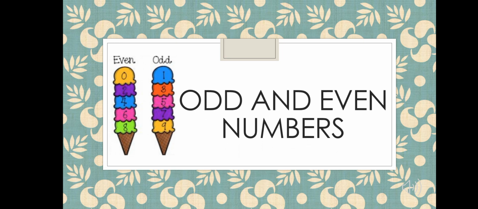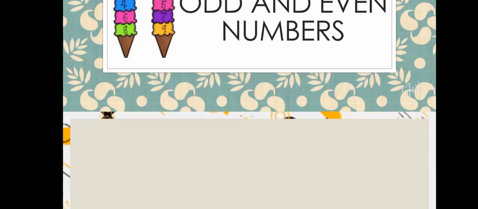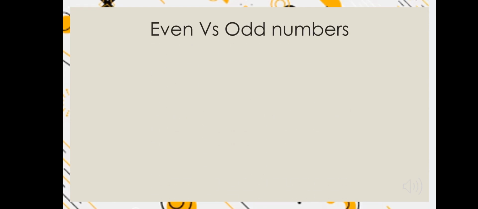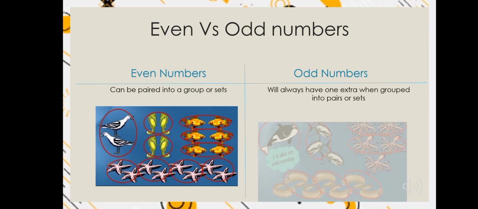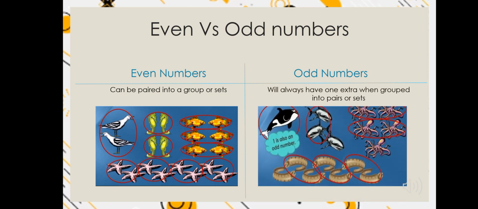The topic which we are going to learn today is odd and even numbers. Even versus odd numbers. Do you know what is the difference between the even numbers and the odd numbers? Let me tell you right now. Even numbers are the numbers which are easily divisible by 2, and the odd numbers are the numbers which cannot be divided by 2.